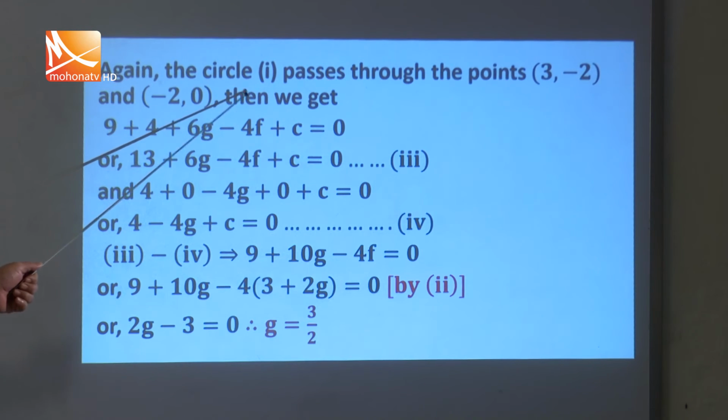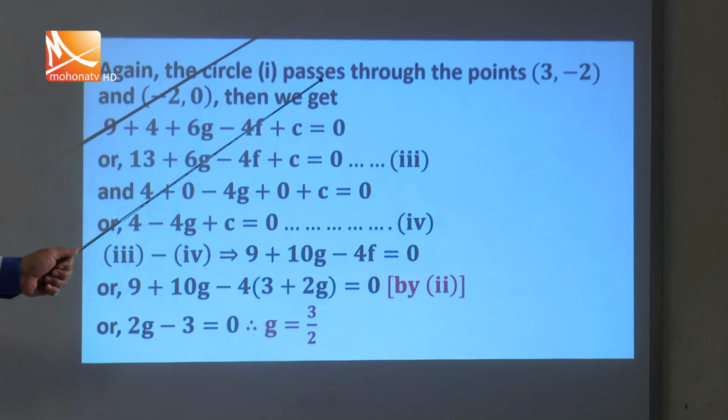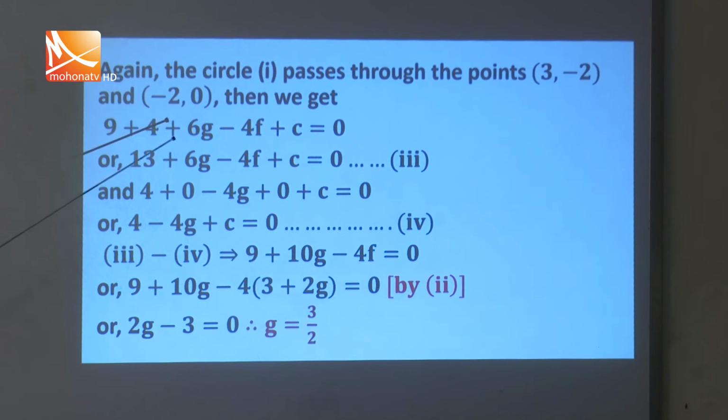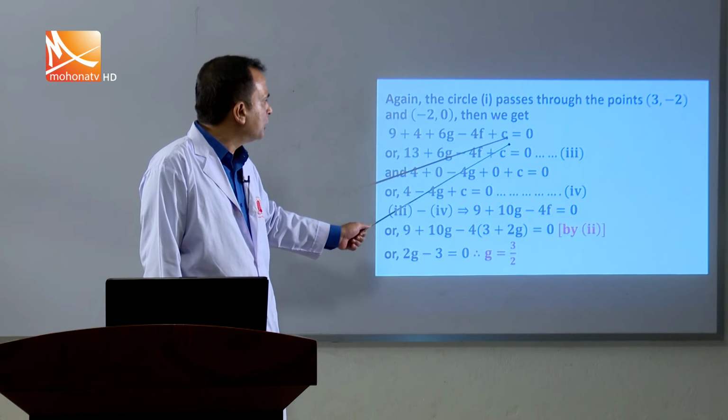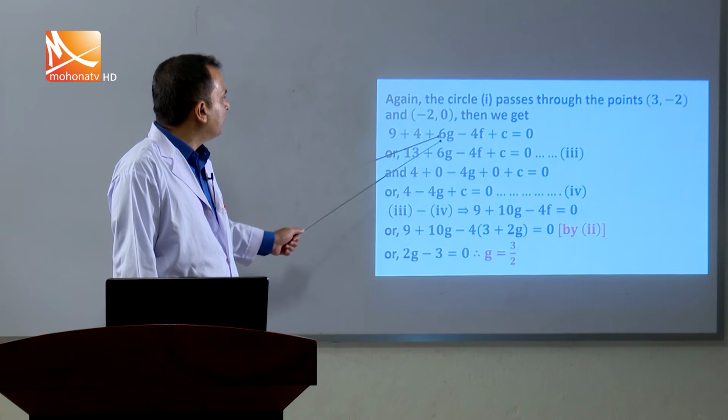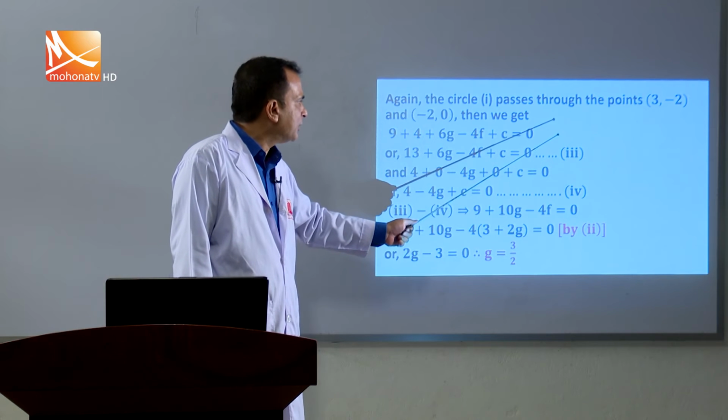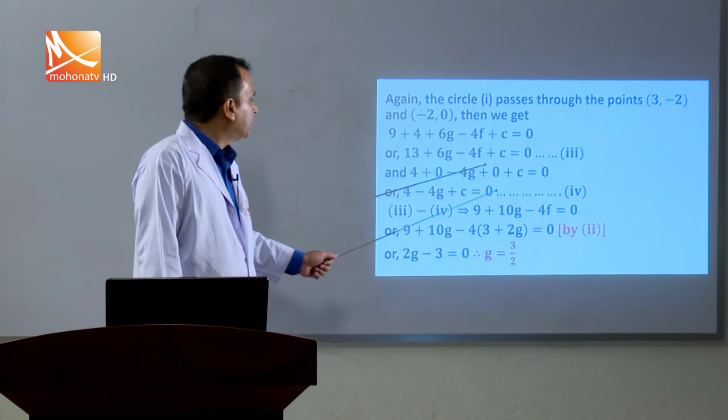Again, the circle 1 passes through the points 3 comma minus 2 and minus 4 comma 0. Then at first for the point 3 comma minus 2, we are putting x equals 3 and y equals minus 2 in equation number 1. Then we get 3 square, which is 9, plus minus 2 square, which is 4, plus 2 into 3 into g, that is 6g, plus 2 into minus 2 into f, that is minus 4f, plus c equals 0. Okay. 9 plus 4 is 13, plus 6g minus 4f plus c equals 0. This is relation number 3.